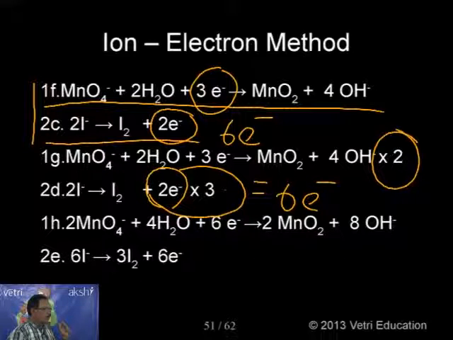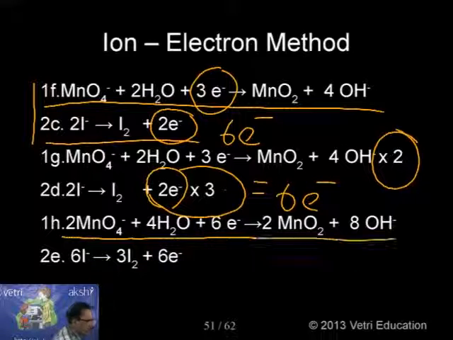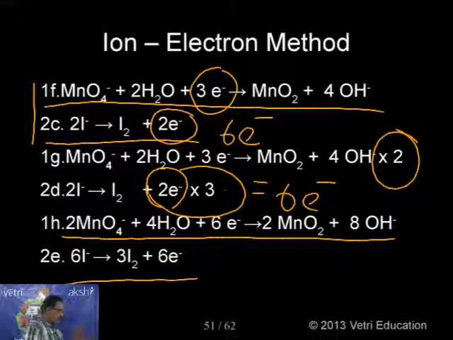So we are going to add the two. When we are adding, automatically the 6 electrons will be cancelled. So this is the final form of those equations. 2 MnO4 minus plus 4H2O plus 6 electrons on the left hand side, and on the right hand side 2 MnO2 plus 8OH minus. The second part, the other part, 6I minus arrow 3I2 plus 6 electrons.